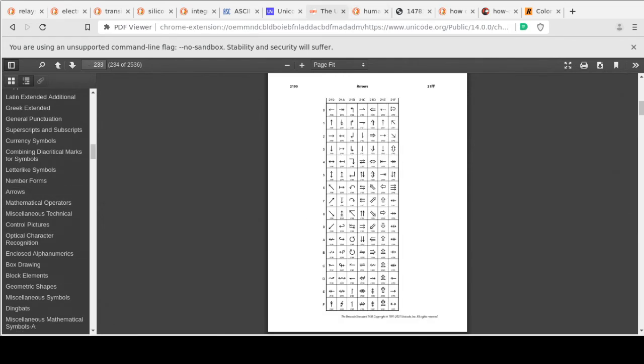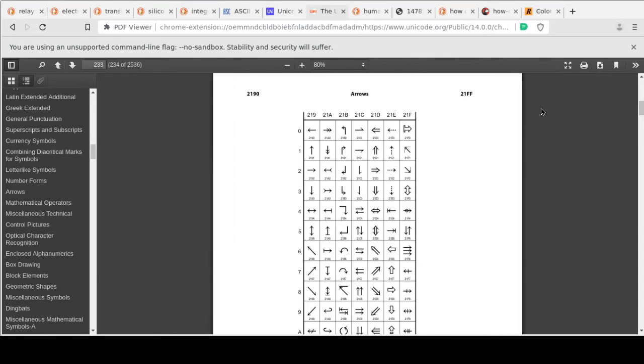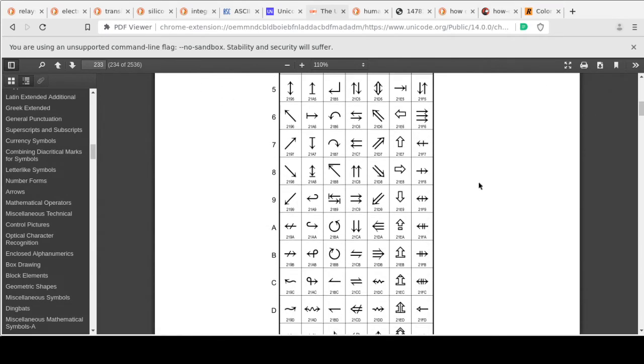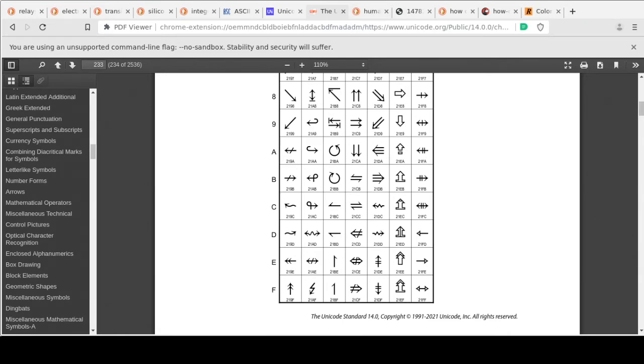Like I said earlier, there are other glyphs that are part of Unicode, and so they decided, why not encode arrows? So that's also in Unicode.